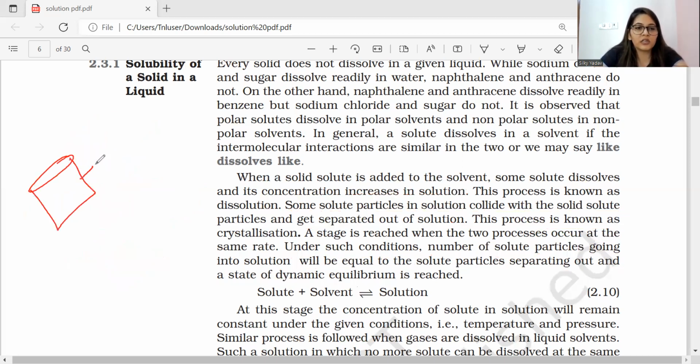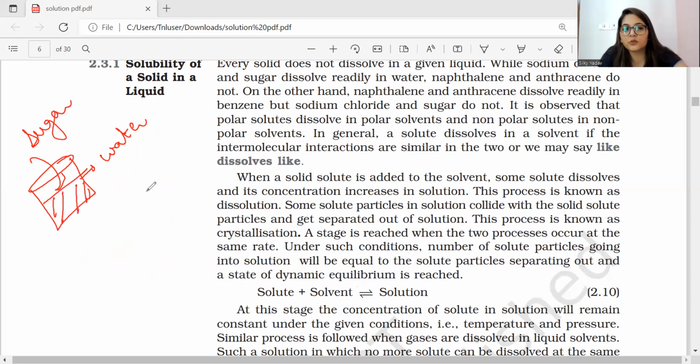Now, what is this? Let me take one more example. Let's say you're having one glass of water, and to this you're adding sugar. Let's say I've added 3 tablespoons of sugar and it is completely mixed with the water. But now I'm adding one more tablespoon of sugar. So this time, if the sugar is not getting mixed with the water, the meaning of that is that all the spaces, let's say these were the vacant spaces inside the water, are already filled, right?